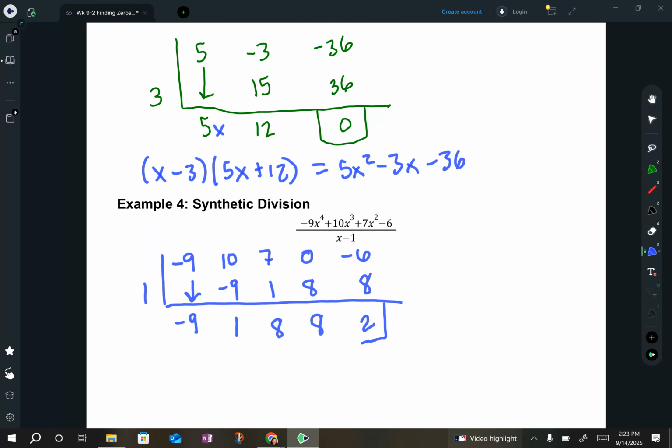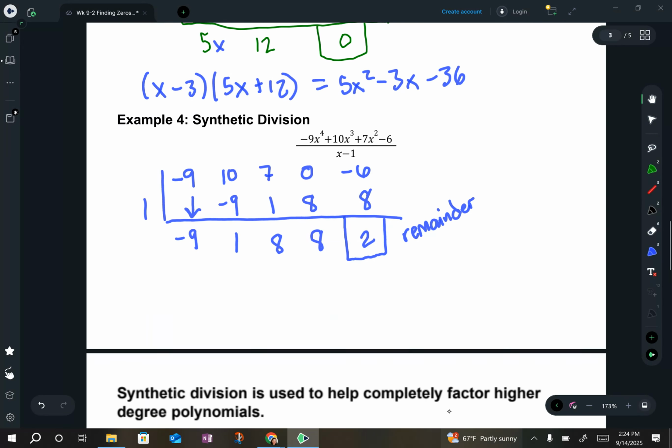So this time I did get a remainder. That means it doesn't divide evenly. So that means that 1 is not a root of this polynomial because x minus 1 doesn't factor out of it. Because if 1 was a root, then x minus 1 would factor evenly out of it. But we did do the synthetic division on it. All right, let's keep going.